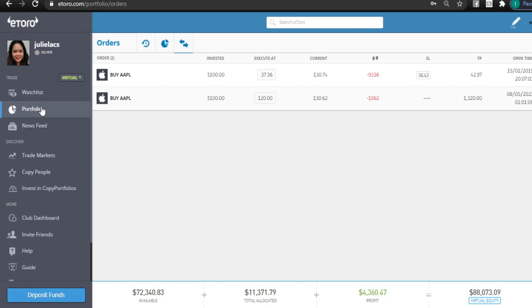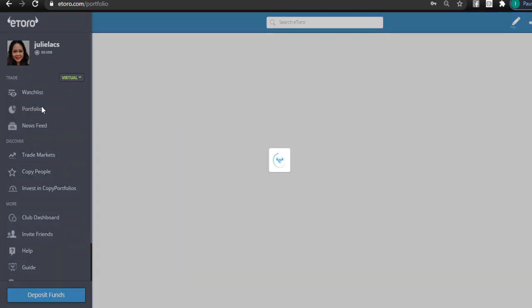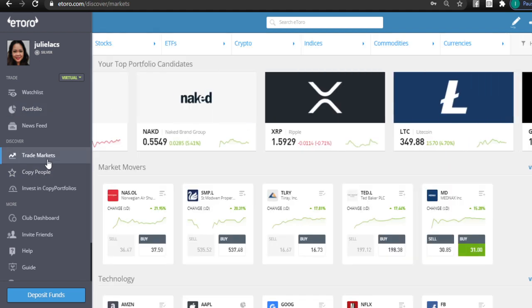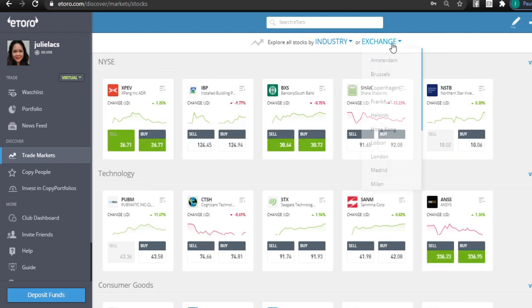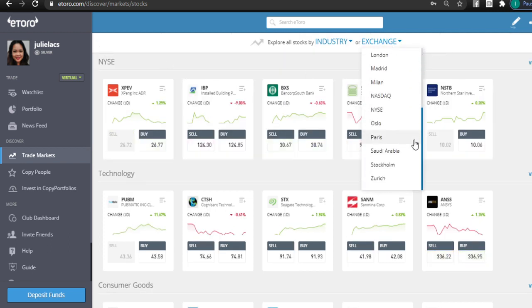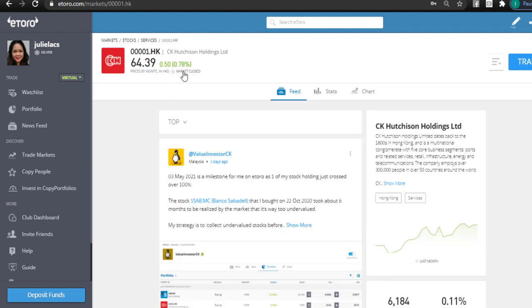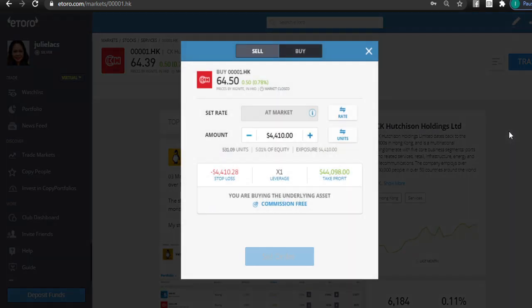Now let's try another example whereby the market is closed. Okay, let us say Hong Kong, the exchange is closed. Hong Kong is currently closed. If I want to trade stocks in Hong Kong, then of course if I open it, it will say closed. But can I put an order? Definitely.